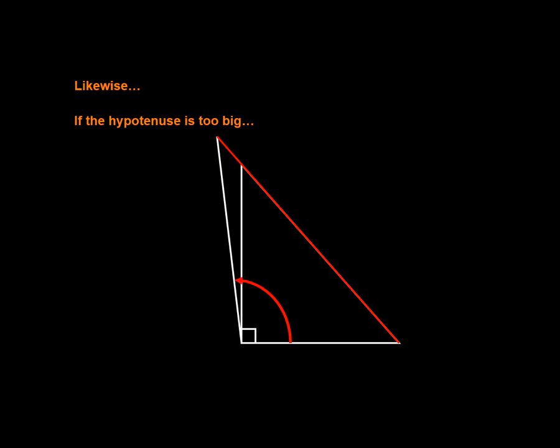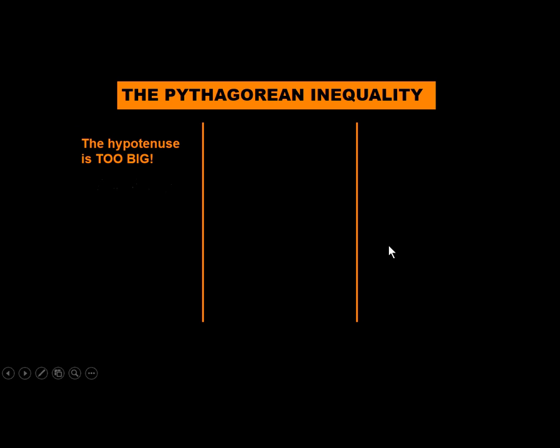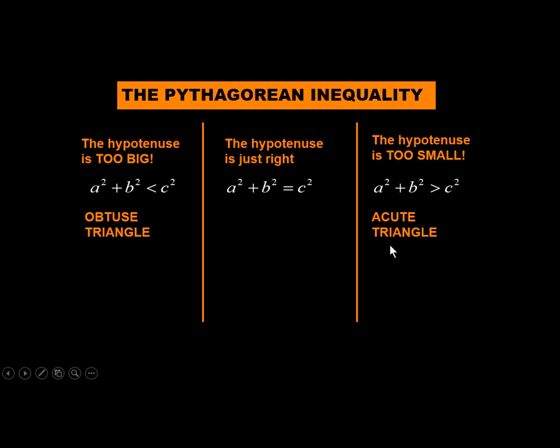If you look here, this angle becomes more than 90 degrees. So if the hypotenuse is too big, the triangle has to be obtuse. Now, if we look this up in a book, it'll write this out looking like this, where a squared plus b squared equals c squared means it's a right triangle. If the c squared is too big, it's obtuse. If the c squared is too small, it's acute.